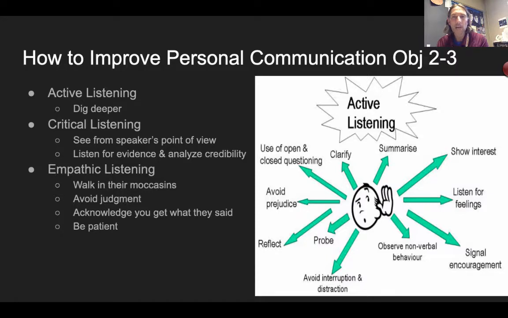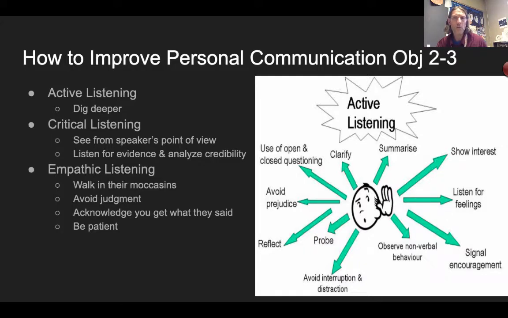When we look at active listening, some of the things that we need to do is make sure that you dig deeper into what that person is saying. Again, that's what's important about good follow-up questions. Critical listening: see things from the speaker's point of view, listen for what kind of evidence, and analyze the credibility of what that person is saying. Empathic listening: walk in their moccasins, put yourself in their shoes, avoid judgment. Really acknowledge that you understand what it is that they're saying.